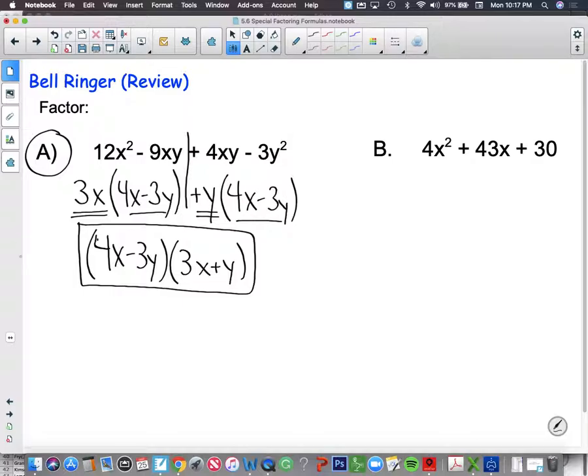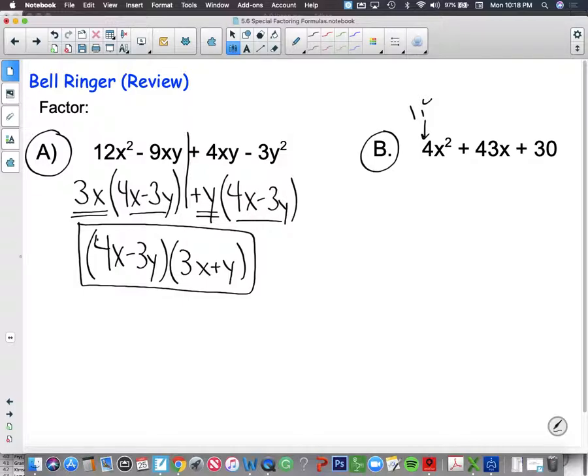Second one over here for B. This is the stuff that I call smile method, right? Because we have a number in front and a number in back. So first you want to see if you can take anything out. You got a 4 and then a 43 and a 30. So you can't really take anything out because you got odd numbers and even numbers, so it doesn't work. So then we're kind of guessing and checking.